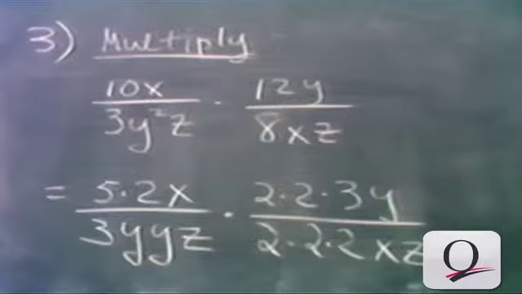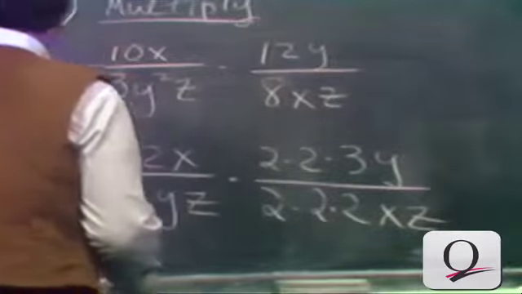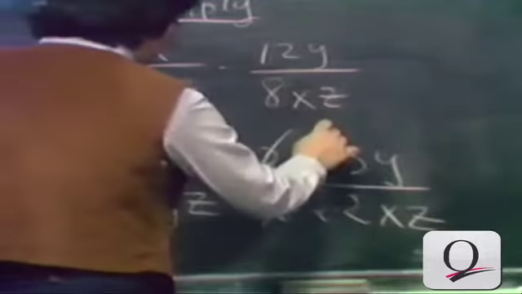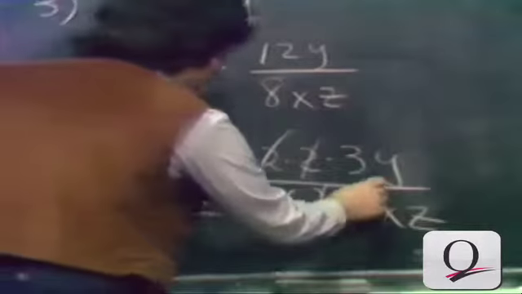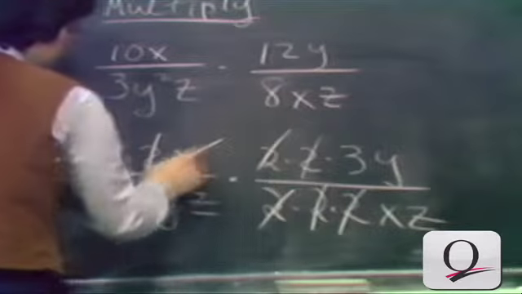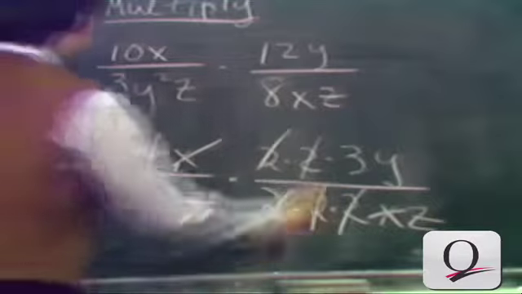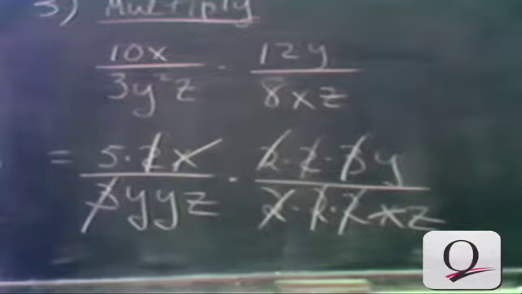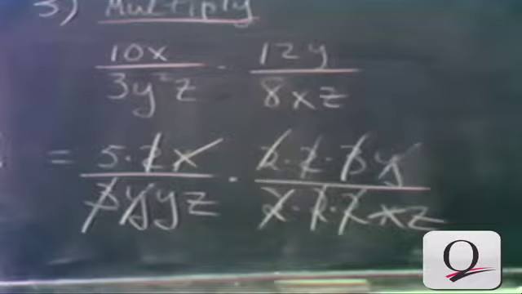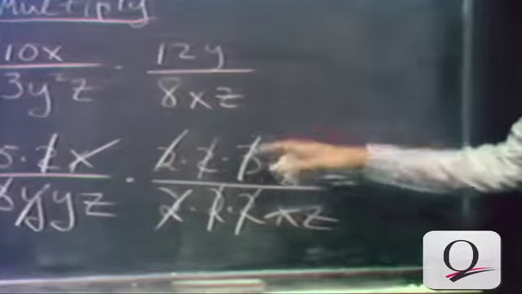Now let's see what cancels before we do the actual multiplication. OK, we can divide top and bottom by 2 here. We can cancel this 2 here. And this 2 will cancel that one. This x here will cancel that x there. This 3 will cancel this 3. And this y will cancel this y. And let's see what remains. Remember, if everything is canceled out, that simply means a 1 remains.